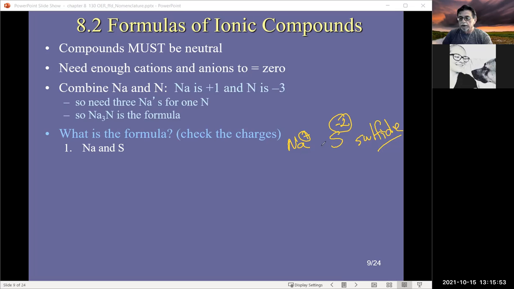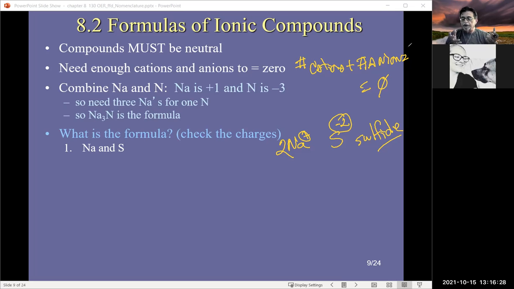Okay? So we're going to need 2 sodium for every 1 sulfide. Because remember, we want the number of cations plus the number of anions to equal, 99% of the time, 0. Occasionally, and I'll give some examples, it does not equal 0. It equals the charge of the species of what you're trying to calculate.